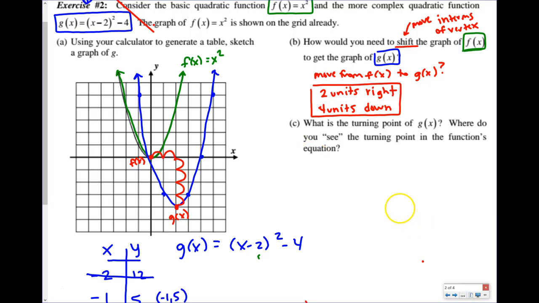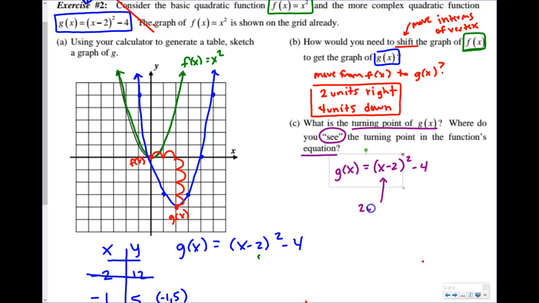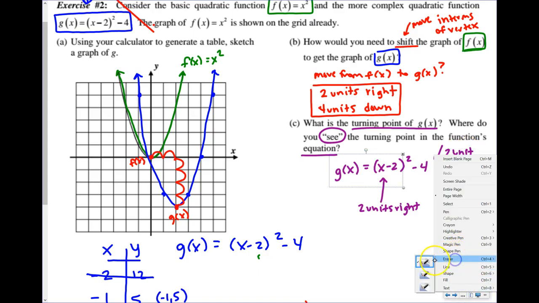So the cool thing about shifted form is take a look at question C. Question C says, what is the turning point of g of x, and where do you see this in the equation? So I'm going to rewrite the equation. g of x equals (x minus 2) squared minus 4. Do you see how in here is the 2 units we moved to the right? And here are the 4 units that we moved down.